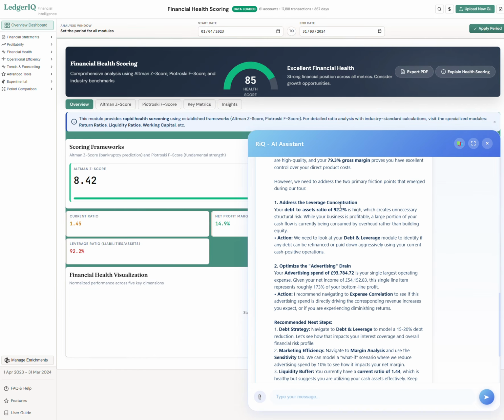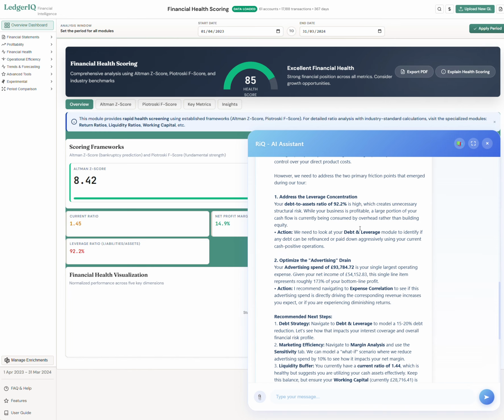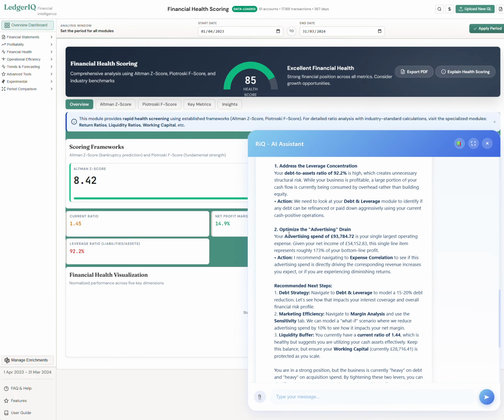Recommendations. Address the leverage concentration. Our debt to assets ratio of 92.2% is high, and that creates unnecessary structural risk. While our business is profitable, a large portion of our cash flow is currently being consumed by overhead rather than building equity. So the action: we need to look at the debt and leverage module to identify any debt which can be refinanced or paid down aggressively using our current cash positive operations.